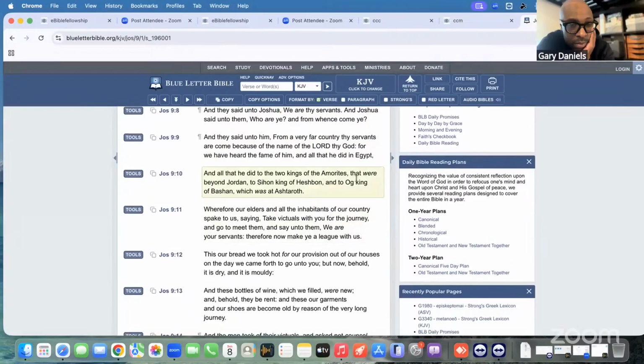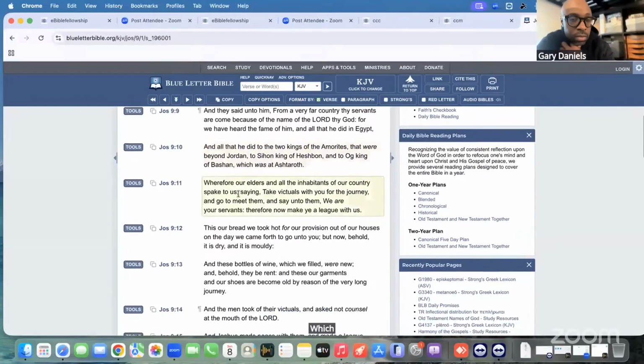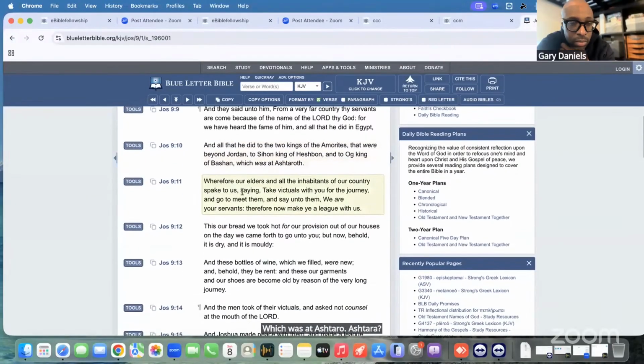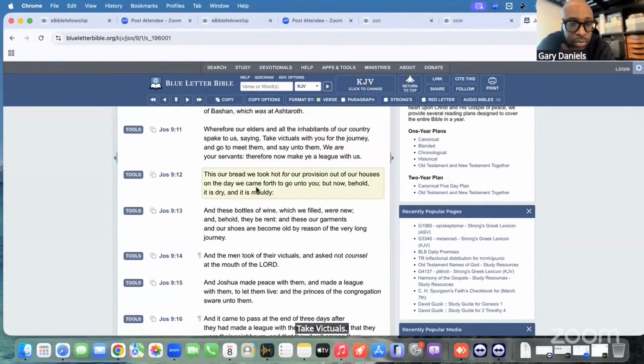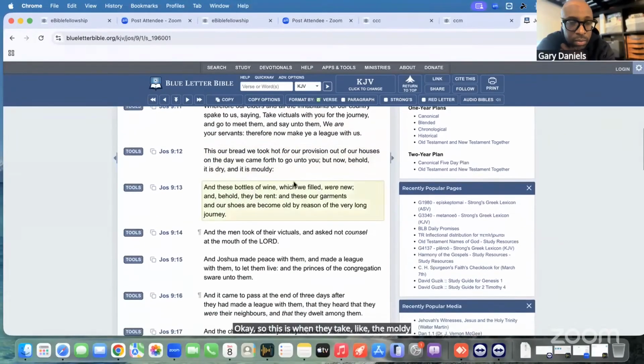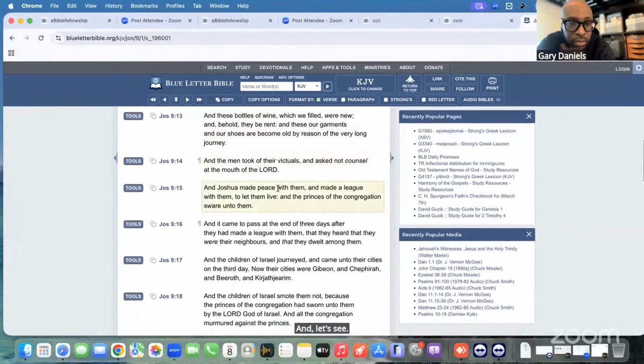So then the two kings of the Amorites that were beyond Jordan, to Sihon, king of Heshbon, and Og, king of Bashan, which was at Ashtaroth, take your victuals. Okay, so this is when they take like the moldy bread, right? And let's see. So this is where he made peace.